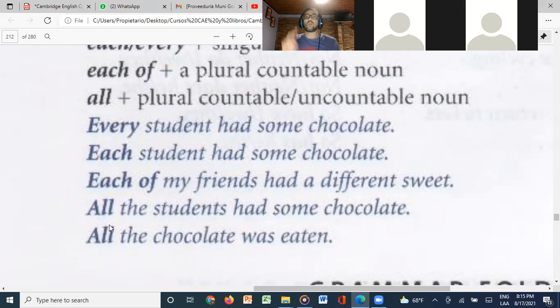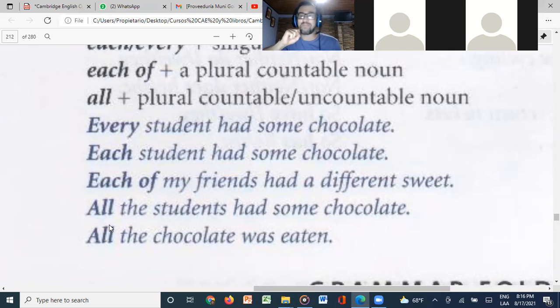So with all, we can use both. In this case, we can say each of my friends, or we can say all my friends, right? But with each of, we cannot use an uncountable. So I can say each of the water. No, because water is not countable. We can say all the water. With all, we can use a countable or a non-countable.